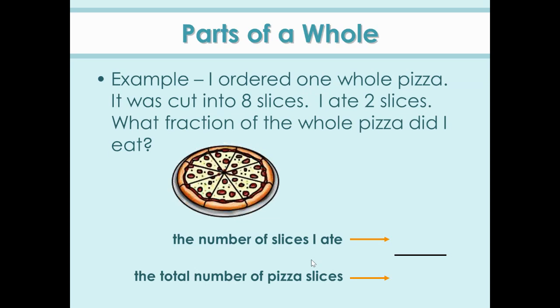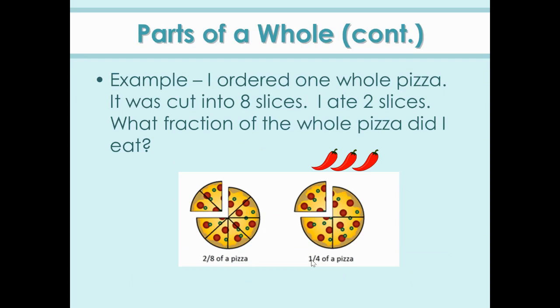Again, we're looking for the number of slices I ate and the total number of pizza slices. The total number of pizza slices you can count out on there are 8. But what was the number of slices that I ate? The number of slices that I ate was 2. I ate 2/8. Now that I know that, as you can see in the bottom left here, we had 6 left over, so therefore I ate 2/8 of the pizza.